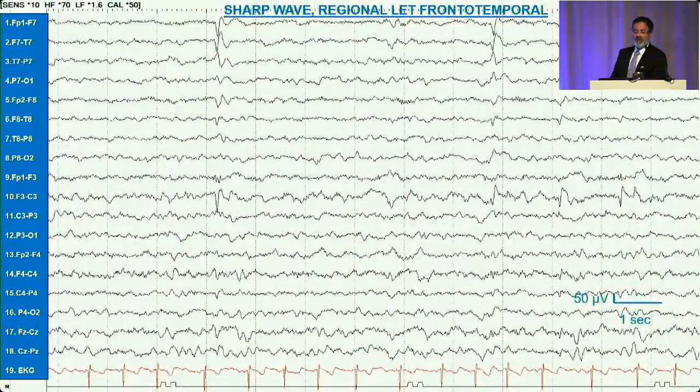So here is an example where you see repetitive sharp waves. The sharp wave is seen not only once here at T7 maximum, again that phase reversal really helps us localize, but then you see it repeat in the latter parts of the EEG. If you see this pervasively and persistently, it may be seen sometimes in patients with focal cortical dysplasia.